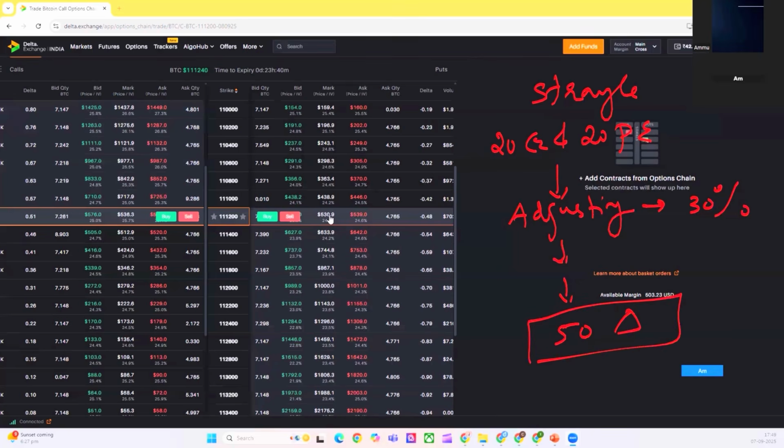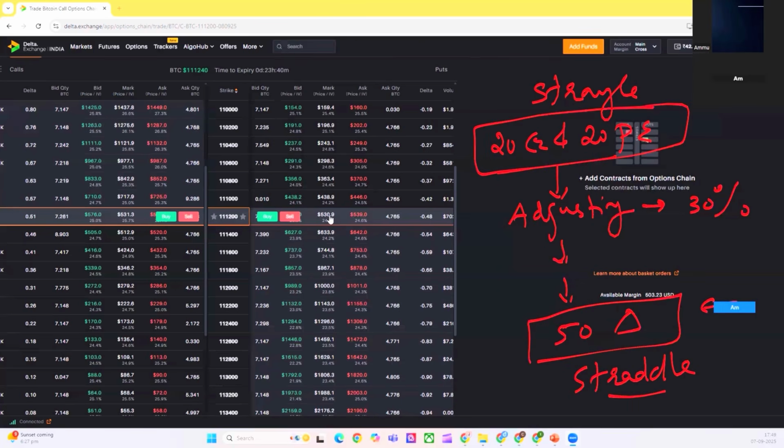So at one point you're drifting this strangle to a straddle. So when you keep doing the adjustment, ultimately what you're doing is you're drifting from 20 delta to 50 delta, which means you're drifting a strangle to a straddle. Once it becomes a straddle, then you will buy the hedge on both ends, and then you will convert this to an Ironfly. So this much is what you need to understand in this video. So what I just told is with only the strangle part.